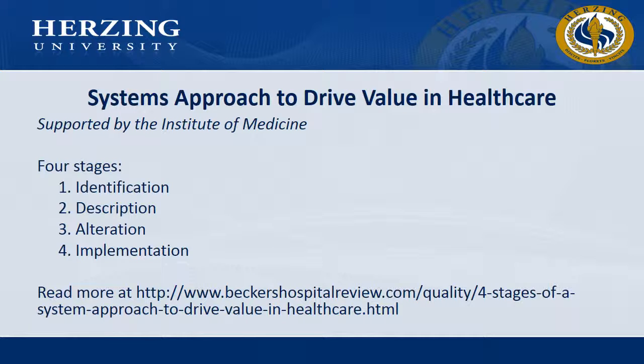Another way to view systems in terms of healthcare is how they can drive value. The following information is supported by the Institute of Medicine, and this states that there are 4 stages of a system approach to drive value in healthcare. Number 1 is identification, in which you need to identify the multiple elements involved in caring for patients and promoting the health of individuals and populations. Number 2, description. Describe how those elements operate independently and interdependently.